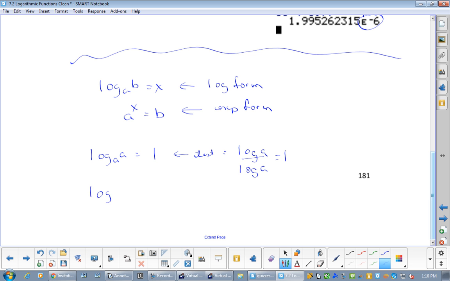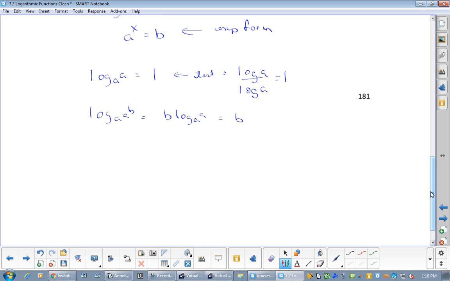Now what would log a to the b equal? B. Okay? Also, can I do this too? How would I do this? It is the same thing as b log a to the a, which equals b. Okay, how about this one? If I had log a to the b plus log a to the c. Who remembers this one?